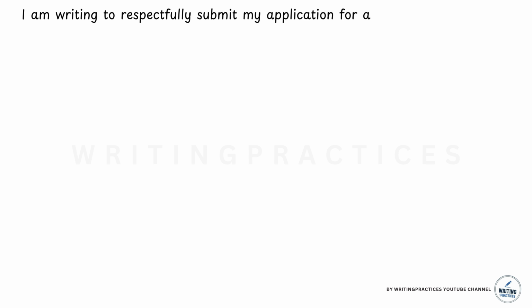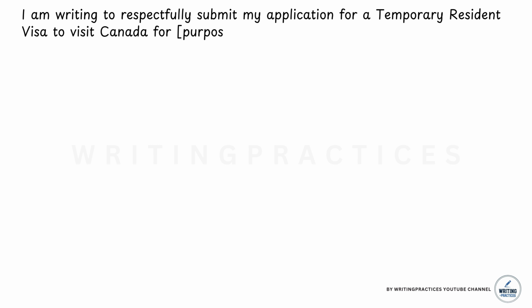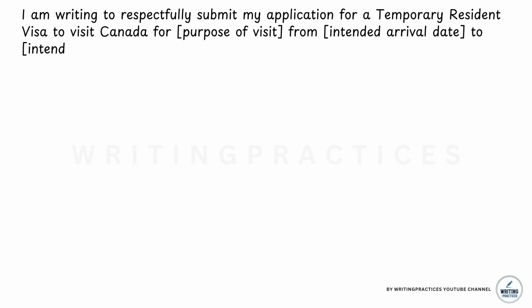Paragraph 1. Introduction and purpose of submission. Write your reason for writing and your planned travel period. For example, I am writing to respectfully submit my application for a temporary resident visa to visit Canada for tourism from June 15, 2026 to June 30, 2026. This opening paragraph clearly tells the visa officer what your application is about. Be direct and concise. Avoid unnecessary details here.